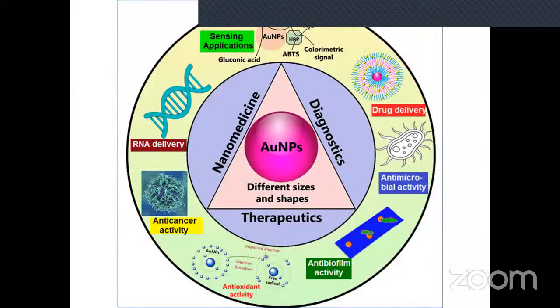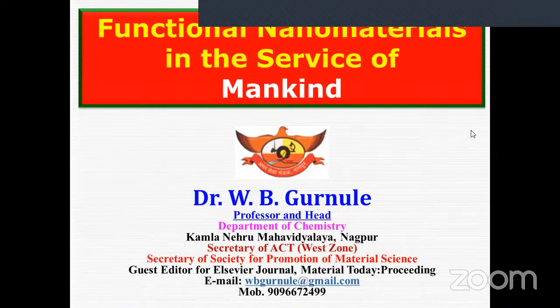This slide shows different areas where these nanoparticles, particularly silver or gold nanoparticles, can be useful, such as anti-cancer activity, RNA delivery, drug delivery, antimicrobial activity, and anti-biofilm activity. So in different types of medical fields, these are materials we can use for diagnosis, therapeutics, and nanomedicines like that.